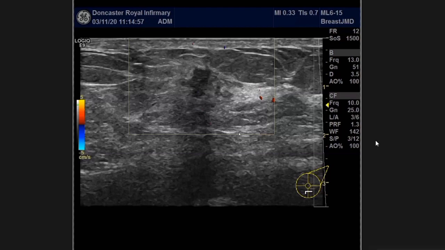What would you normally do in your normal practice? Hello? Hello, can you hear me? Yes, yes. What would be your normal management now? In this case, we are definitely going to biopsy this lesion. Yeah, and what else would you want to look at as well in this patient?